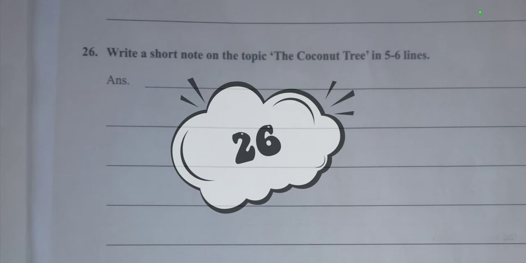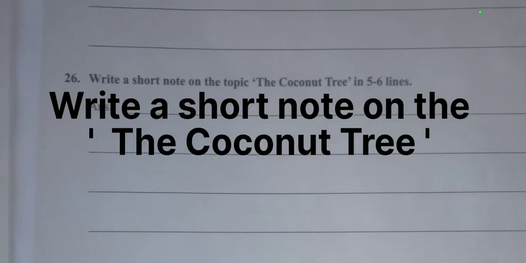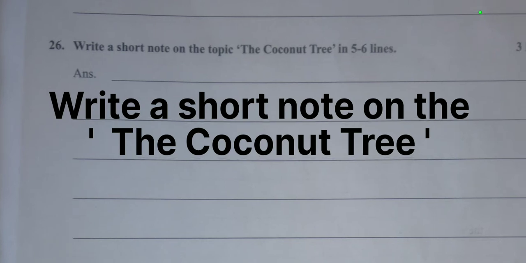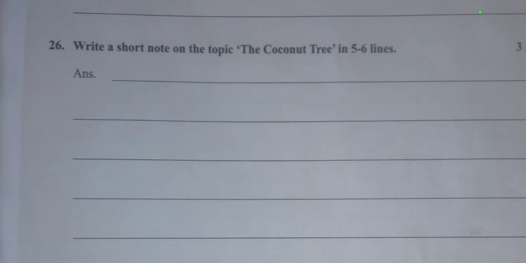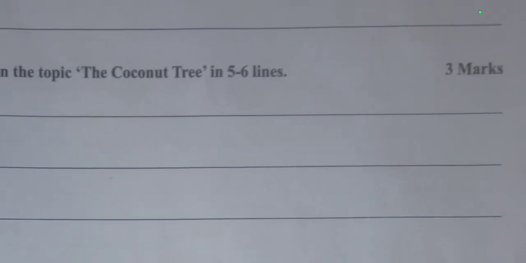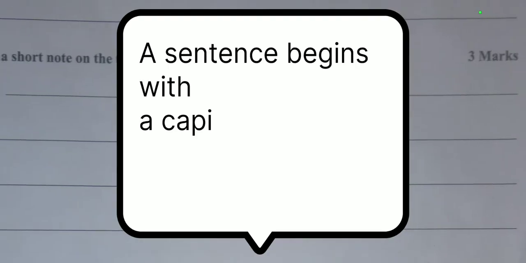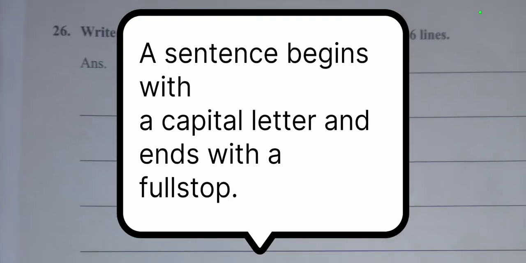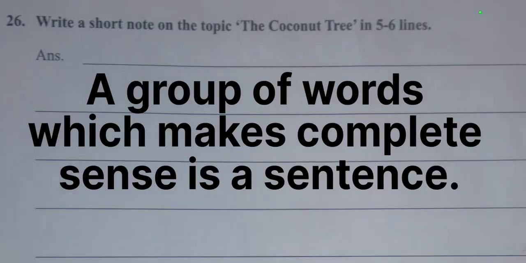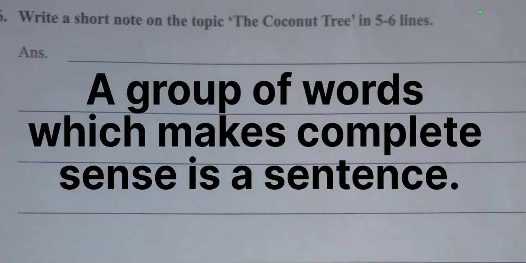26. Write a short note on the topic, the coconut tree, in 5-6 sentences. So they have written 5-6 lines. So 5-6 lines means 5-6 sentences, 3 marks. So a sentence begins with a capital letter, ends with a full stop. So you can write 5 to 6 simple sentences about a coconut tree.